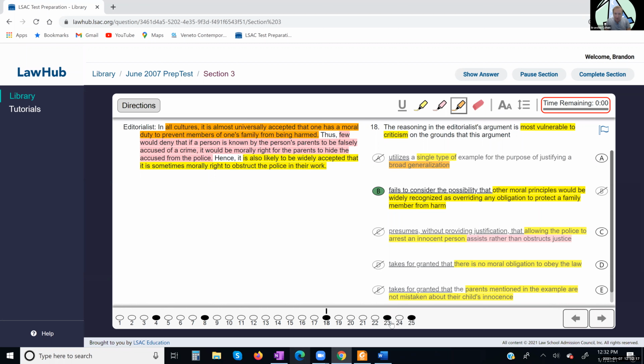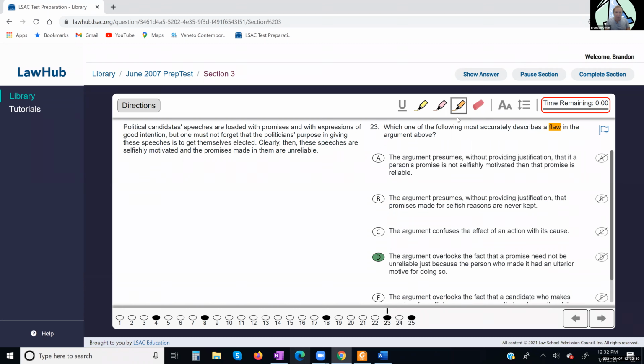All right, 23. We have a flaw question here. So the conclusion is, reminding myself of this: clearly, then, these speeches are selfishly motivated and the promises made in them are unreliable. Now, I'm okay with this first half of saying the speech is selfishly motivated. Notice a two-part conclusion. Why? Because the politician's purpose in giving the speech is to get themselves elected. So where does the selfish come from? It's just to get themselves elected. I think that's selfish. Okay.